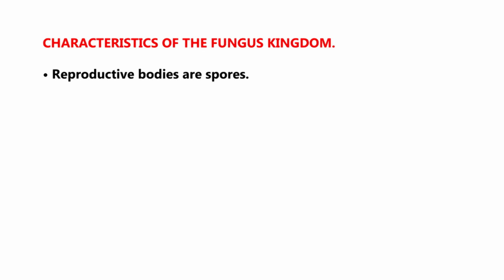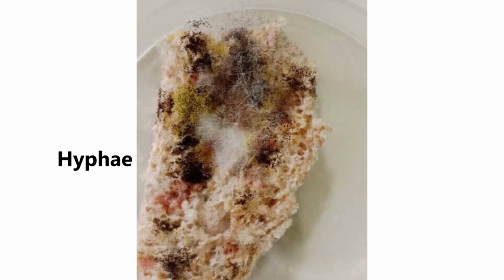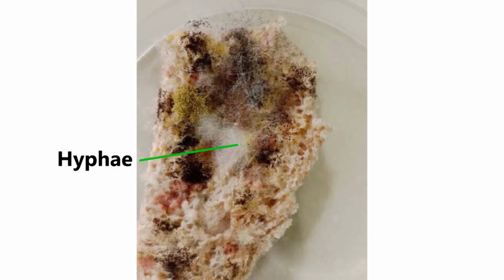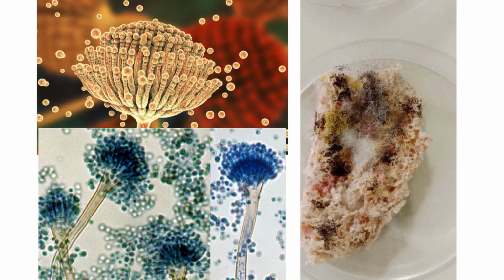What about the reproductive structure? Spores. Now, you see the bread that I cultured? You see the white bit is hyphae, but you see the red and black and yellow bits? All those are spores. The spores of fungi have colors. The hyphae have no chlorophyll, so they are white, but the spores have colors, and the spores are characteristic of the fungi. That's about the spores of fungi.